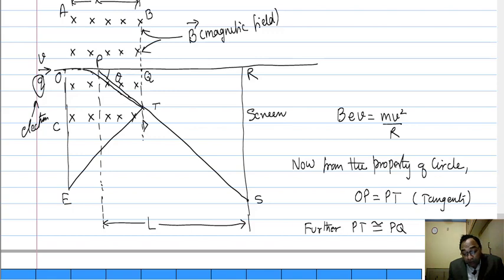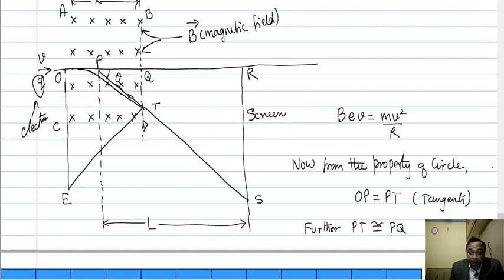Observe now. As the charged particle goes inside, we know that when a charged particle is released perpendicular to the magnetic field, it starts moving in a circular path. So it starts bending, moving in a circular path. We can say almost this arc. So OP is one tangent to the circular path, PT becomes another tangent to the circle. So from the circle property, OP should be equal to PT.